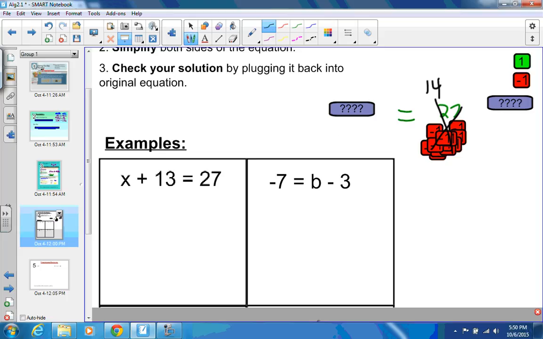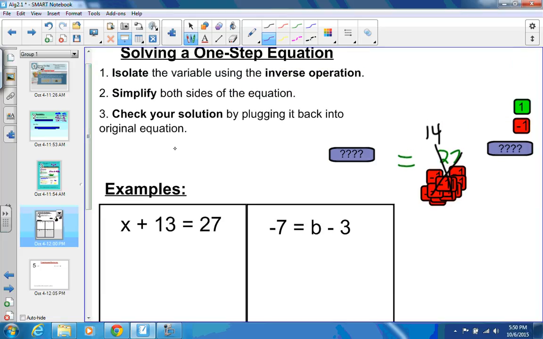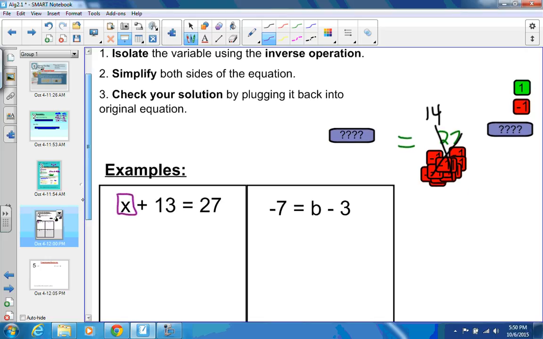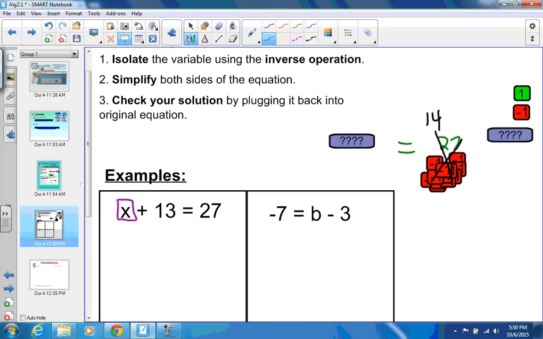Now, if you just want to write it out the easy way, some of you prefer that visual, some of you prefer this way. If you look, x plus 13 equals 27. First up, we're trying to isolate the variable, so our variable is x. How do we get the x by itself? Well, we use the inverse operation of whatever's next to it. The inverse operation of addition would be subtracting. So I'm going to subtract 13.